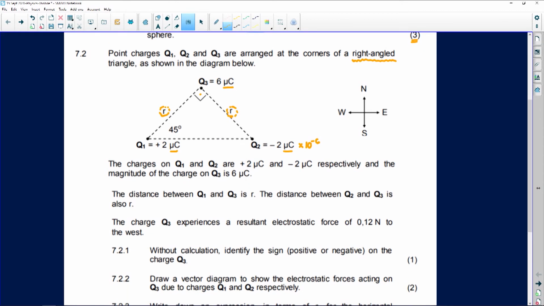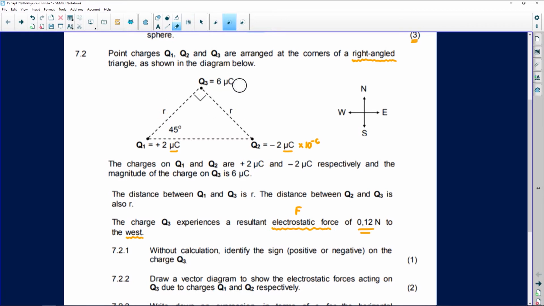So then it continues to say that the charges on Q1 and Q2 are a positive 2 and a negative 2, respectively. So we can see the charges are equal, just opposite, and the magnitude of Q3 is 6. The distance between Q1 and Q3 is r. We've already established that. The distance between Q2 and Q3 is also r. That we've already established. The charge on Q3 experiences a resultant electrostatic force, F, an electrostatic force of 0.12 newtons to the west.